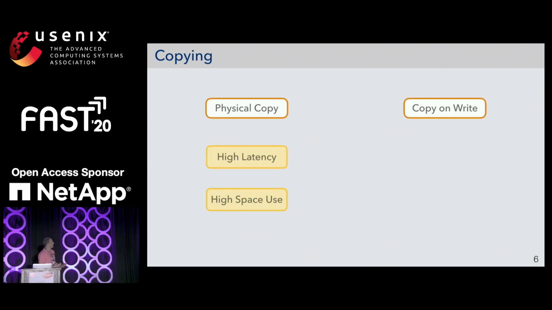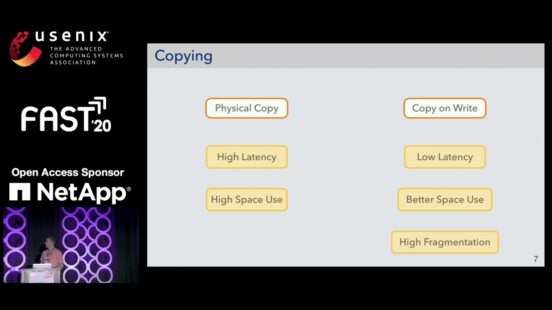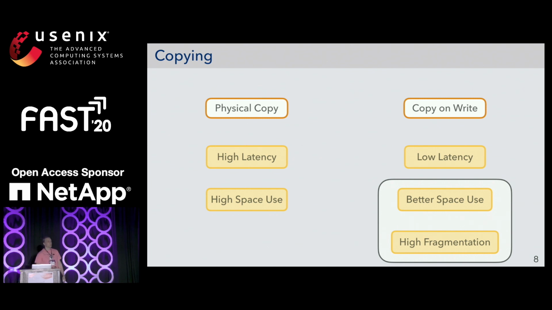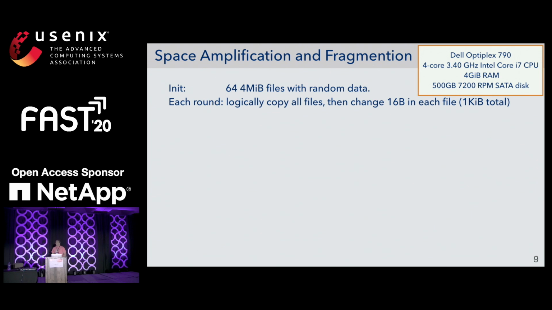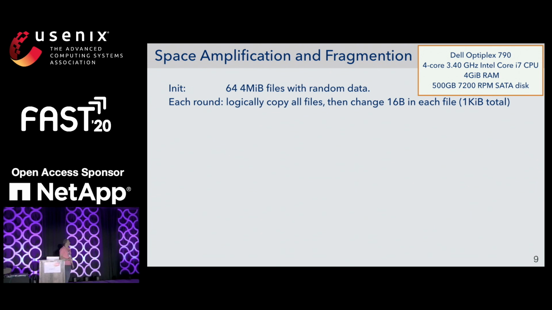This sort of copy on write has the advantage over physical copy that it has much lower latency, and it can have much better space use. But as we're going to see over the next few slides, this better space use can come at the expense of high fragmentation, and there's a trade-off that happens there. We can see that in the following benchmark.